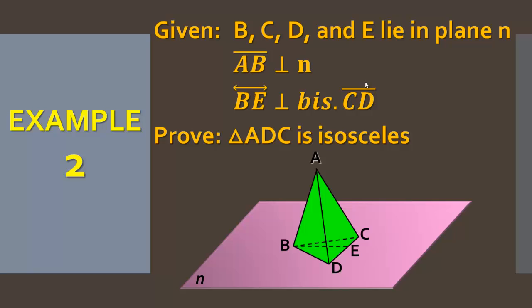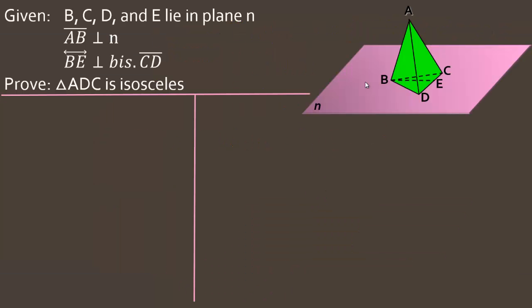So you're given that B, C, D, and E lie in plane N, that segment AB is perpendicular to N, and that line BE is the perpendicular bisector of segment CD. And we need to prove that triangle ADC is isosceles. So again, we need to think three-dimensionally here. So we start off with using this one first, so we can cross that one off the list.